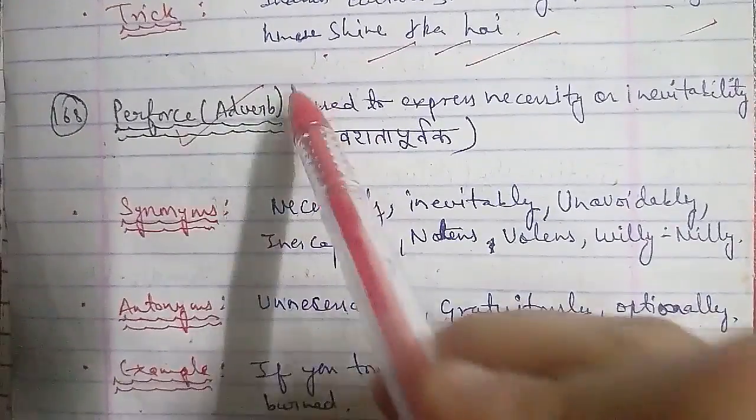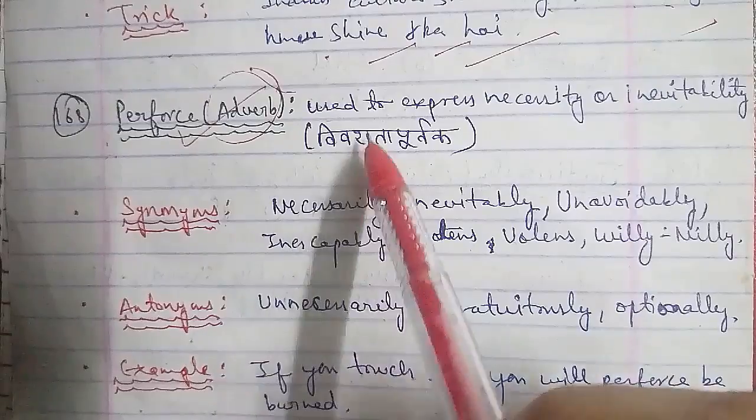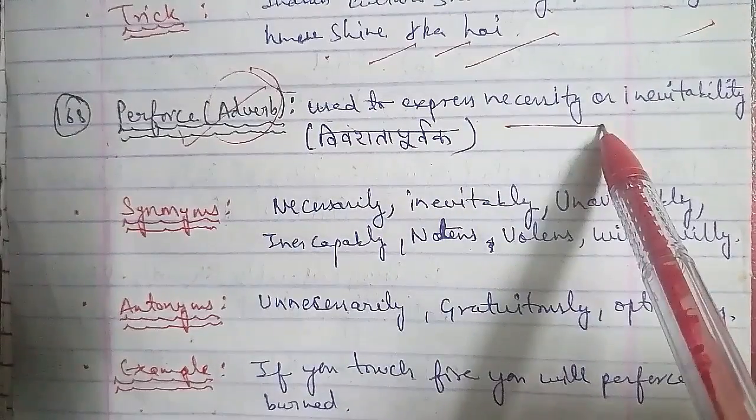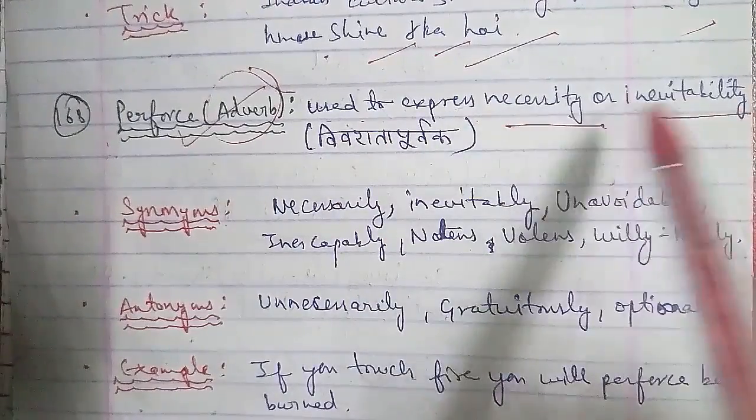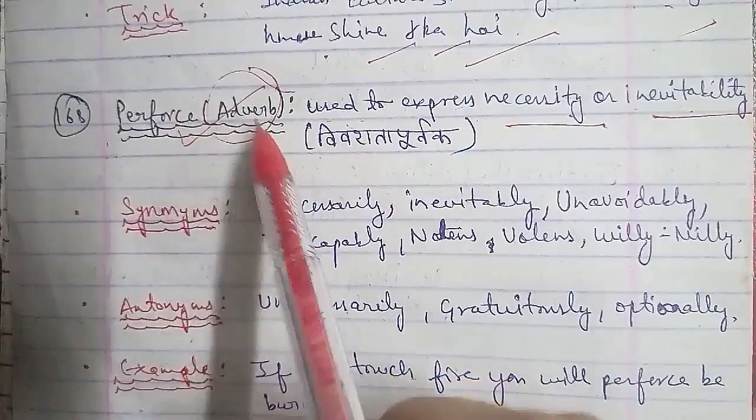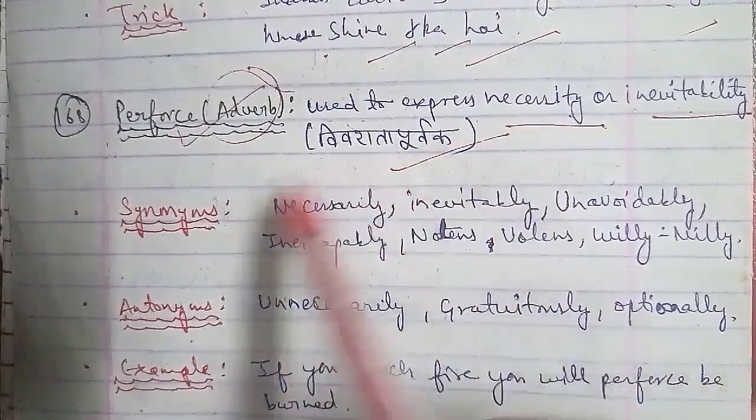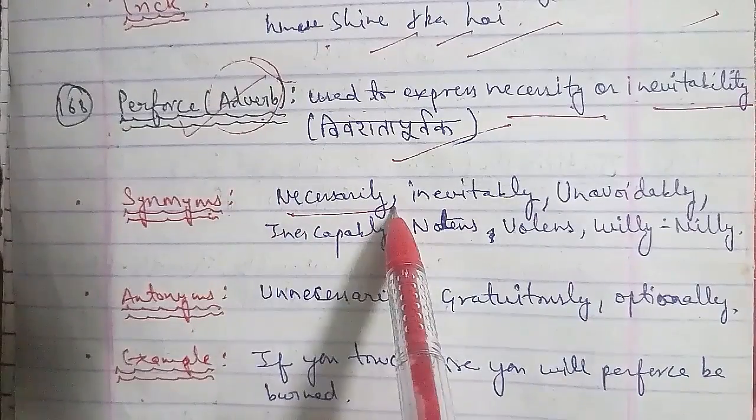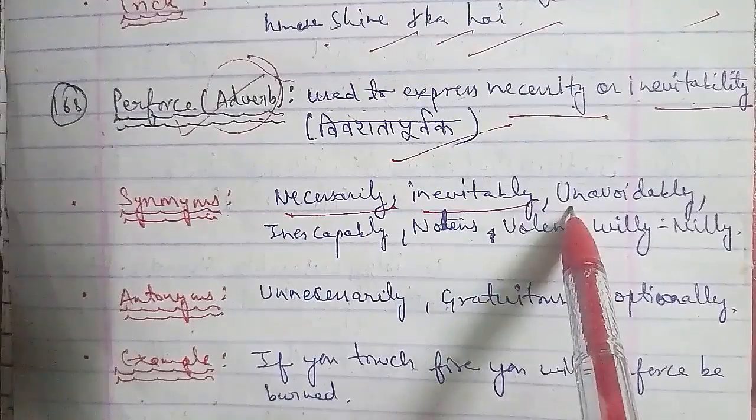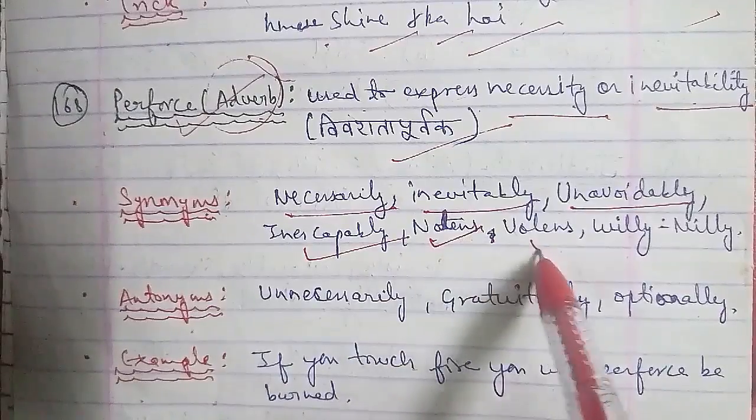The antonyms of perforce here are unnecessarily, gratuitously, and optionally. These were the antonyms of perforce here. An example of perforce is: if you touch fire, you will perforce be burned. अगर आप फायर को टच करते हो तो आप बर्न होंगे, ये नेसेसरी है. Okay. The trick for perforce we have is poverty में रहने में perforce है. Poverty में रहने में perforce है, that is विवशतापूर्वक है poverty में रहना.